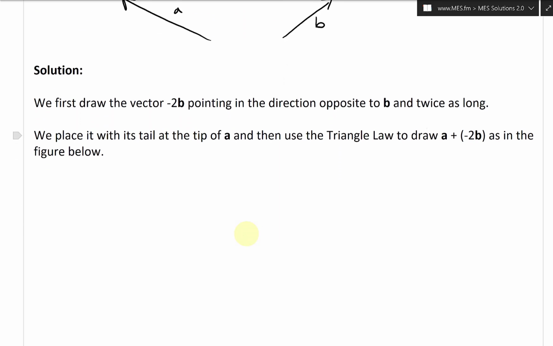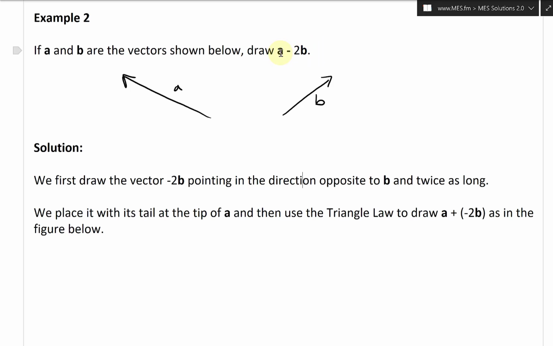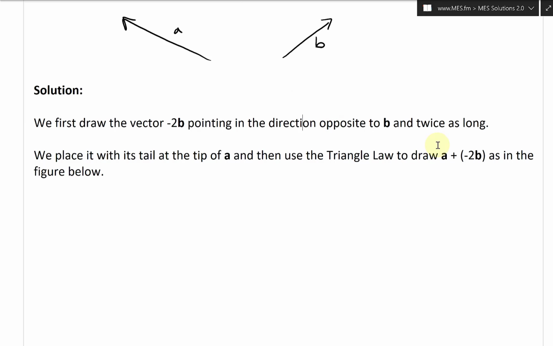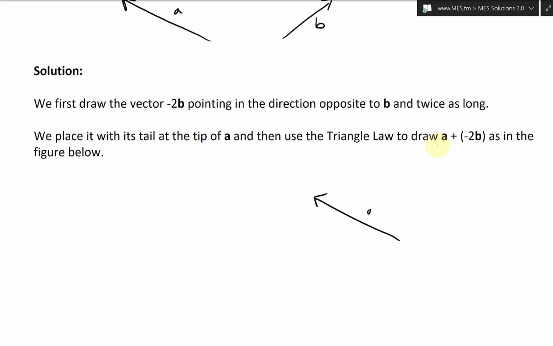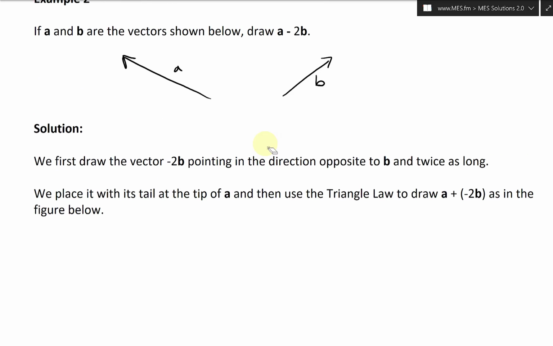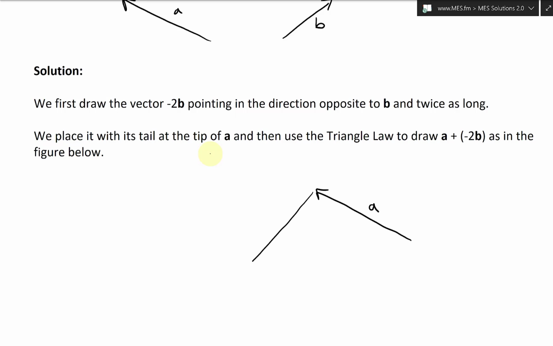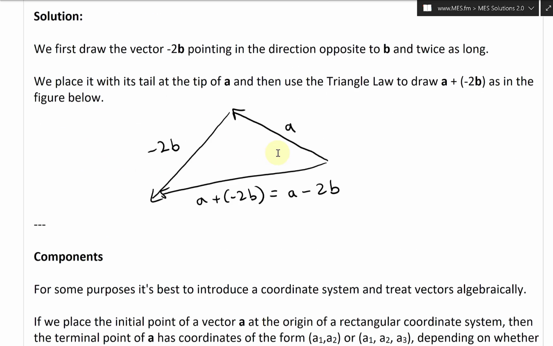Because we're asked to get a minus 2b, we'll do a plus negative 2b instead, since we'll just be adding it up using the triangle law. So we'll draw a. It looks something like that, a bit longer. Now we look at this b, put it right here, but take the negative of it and twice as long. So this is our negative 2b. Now when you combine these together, you get the triangle law. So this will be a plus negative 2b, which equals a minus 2b. All right, now let's go to the next section.